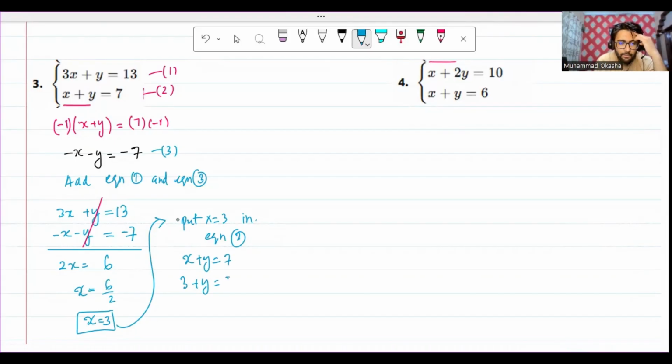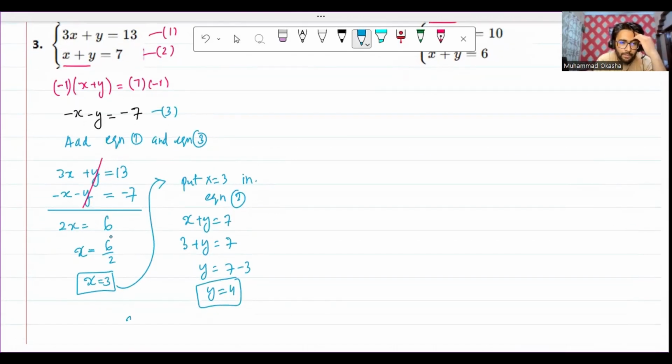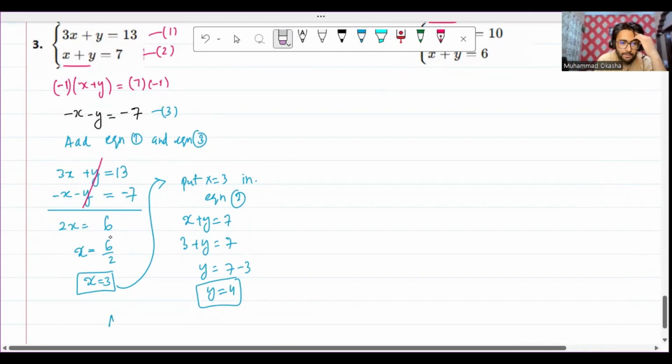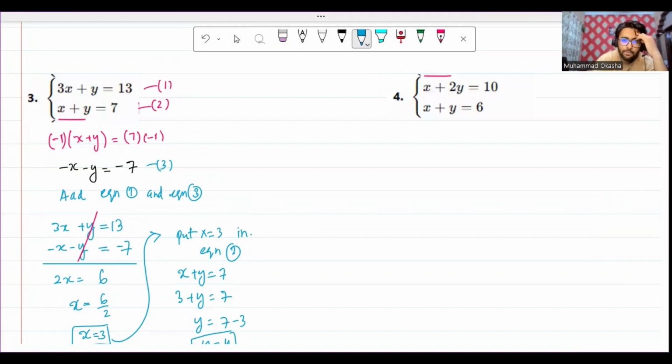3 plus y equals 7. y is equal to 7 minus 3. y is equal to 4. And you got our answer. Make sure that you don't stop here. You write your answer as 3, 4. Write x first and then write y. Perfect.